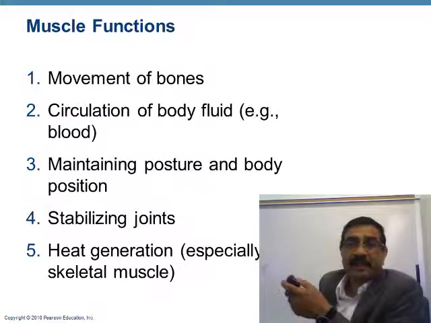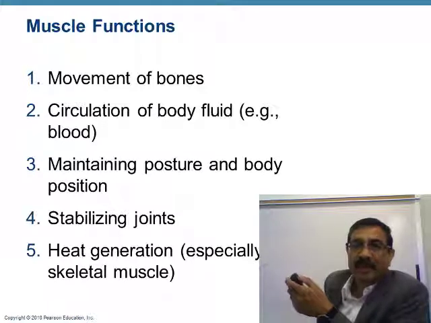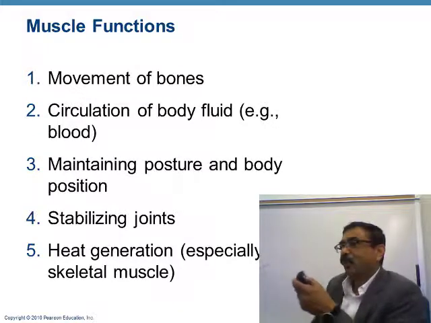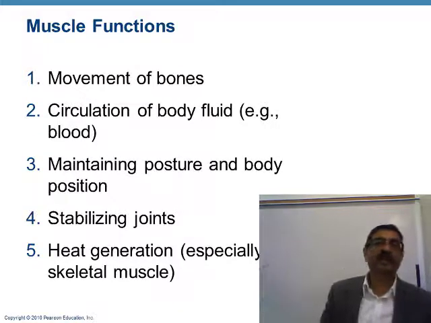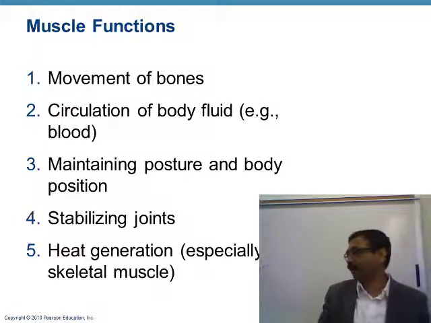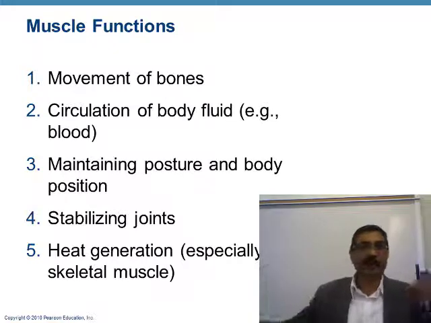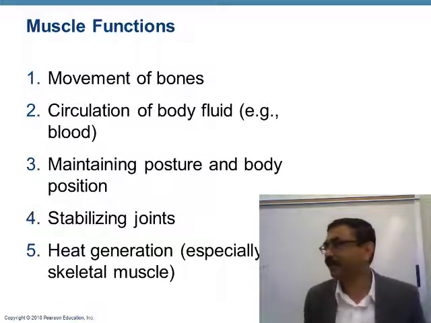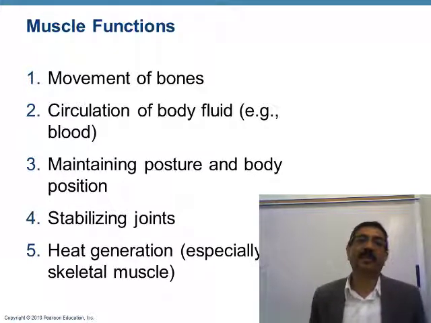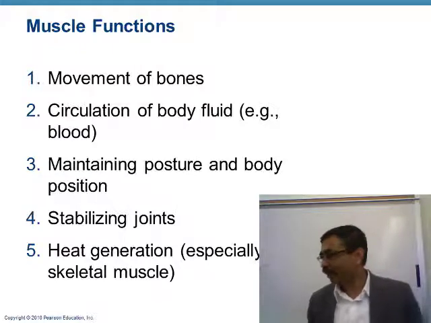Generation of heat or production of heat. You know that when muscle contraction occurs, heat is produced. You all know that, right? When you do exercise, what happens? Heat is produced because you are contracting your skeletal muscles. Why does that happen? Muscle contraction increases the metabolism, and metabolism produces heat. Is it clear? The more metabolism, the more heat will be produced.